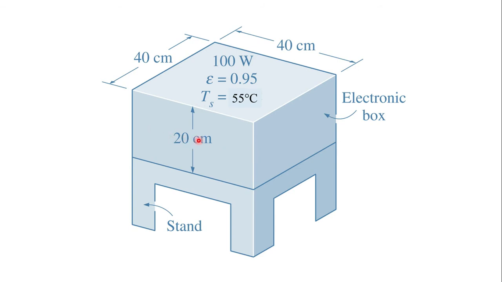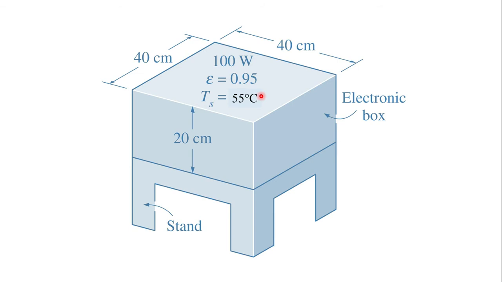So this is the first surface, this is the second surface, and similar to these two surfaces there are 2 surfaces on the back side. So these are 4 surfaces and the 5th surface is on the top. So heat is being transferred from this box to the surrounding by only the radiation process. So 5 surfaces are involved in the radiation heat transfer.